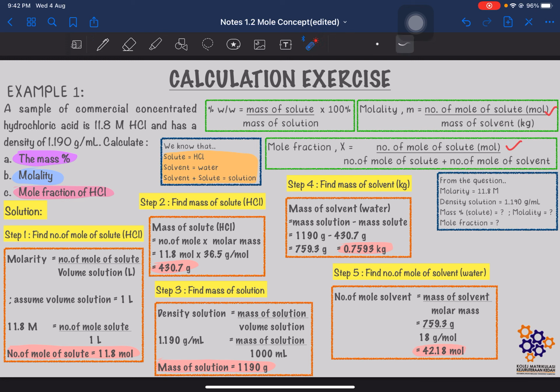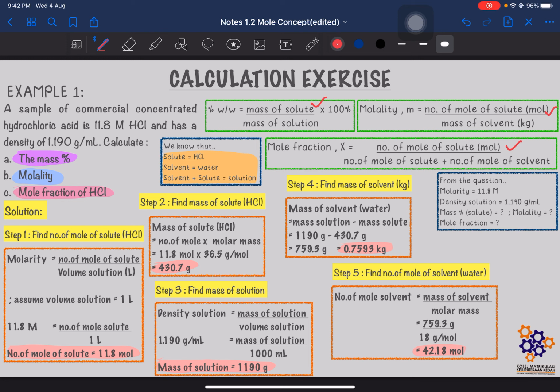So now kita nak cari mass of solute. Okay. Sebab kita perlukan mass of solute ni untuk cari percentage by mass. So mass of solute, kita boleh gunakan number of mole yang kita dah dapat from the first step. So mass of solute is equal to the number of mole times dengan molar mass. So you will get 11.8 mole times 36.5 gram per mole. You will get the mass of solute is equal to 430.7 gram. So settle juga dah dapat mass of solute.